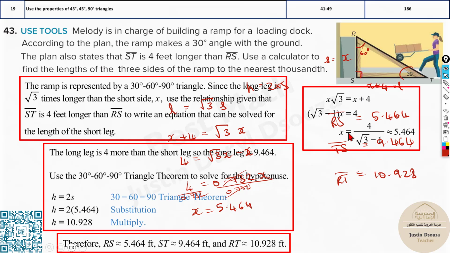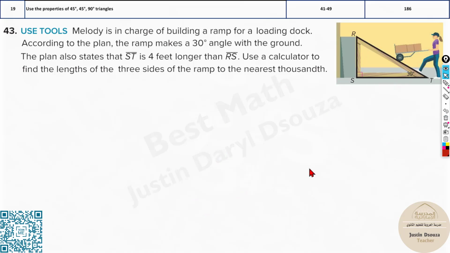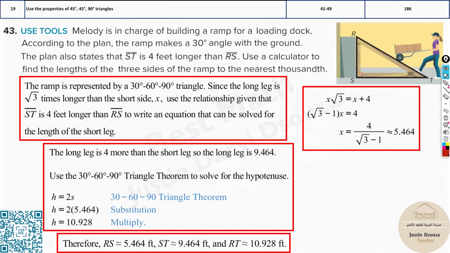I hope this is clear. You have to use the rule, this one. Length is equal to square root 3 times S. That's firstly used. Then we find the x value, because x is the RS distance, right? Then from that shorter distance, we can find the hypotenuse. That's how we do it. You can see the detailed steps as well.